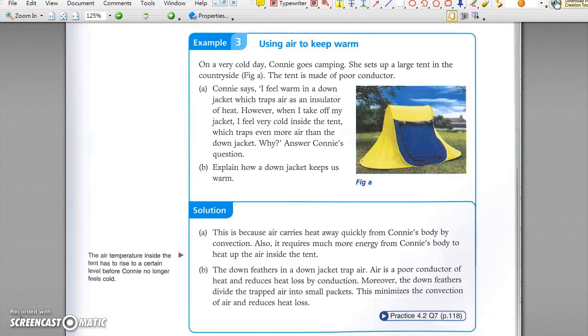Example 3. Using air to keep warm. A layer of air may keep us warm, and that's why we put on clothes. A tent traps a lot of air, but it does not keep us warm easily unless we first heat up the air inside. By the way, why is a down jacket so effective at reducing heat loss from our body? Read Part B carefully.